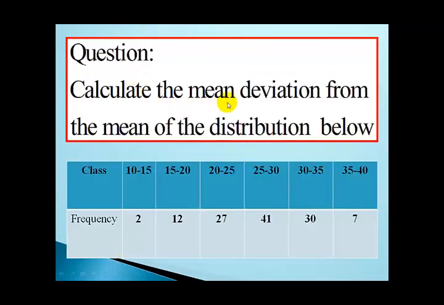Calculate the mean deviation from the mean of the distribution below. We have the class and the frequency. So 10 to 15, the frequency is 2. 15 to 20, 12. 20 to 25, the frequency is 27. 25 to 30 is 41. 30 to 35 is 30. And 35 to 40 is 7. You are supposed to calculate the mean deviation from the mean of the distribution below.